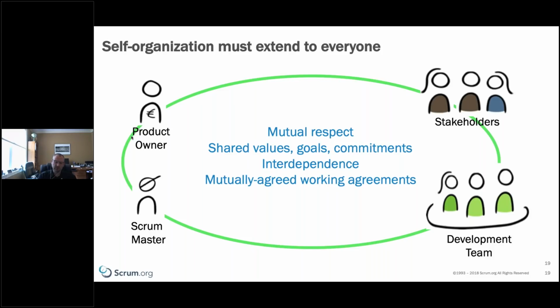We need to put those working agreements in place. We need to have shared values and goals. If we don't share those values, if we don't put in place the ability for the teams to share those values, we start to run into conflict. We start to run into egos and so on. And we need to work together as teams, and we need to empower this.